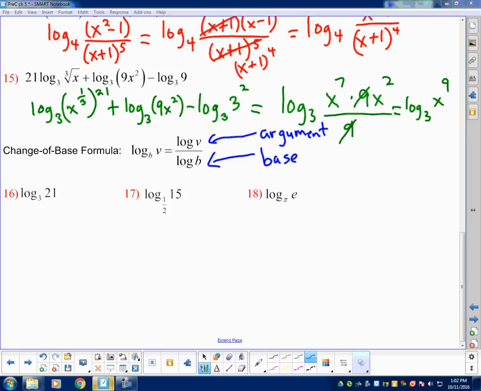So you can rewrite this according to the change of base formula. It's log of the argument, so log of, what's the argument in number 16? 21 over log of the base 3. Or if you wanted to, you could also write this as ln of 21 over ln of 3. And those are the two most commonly used bases. You could do either one.